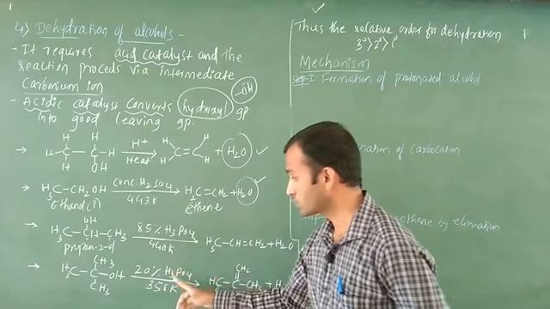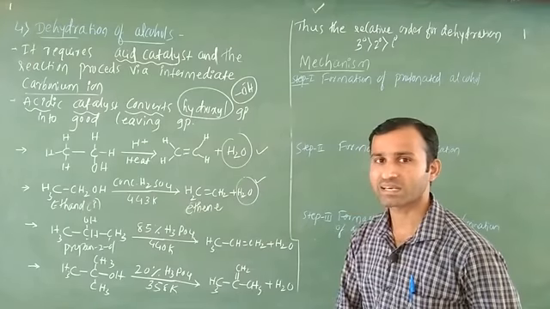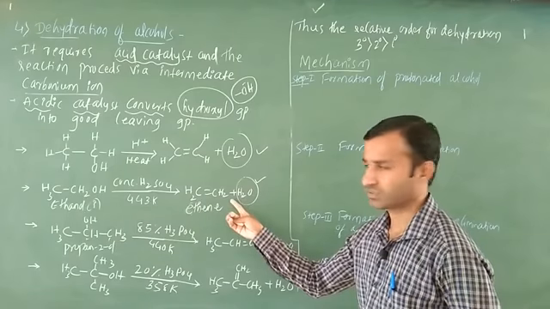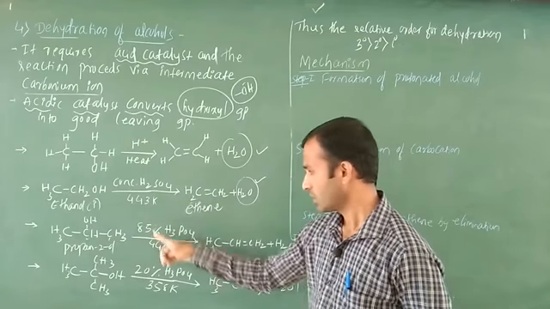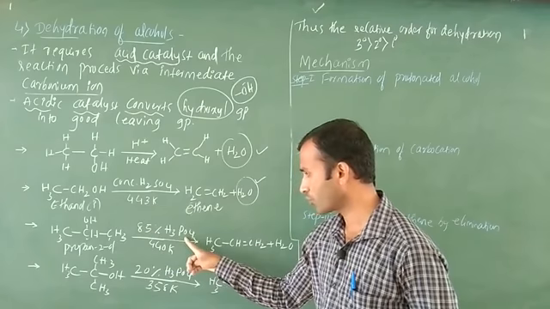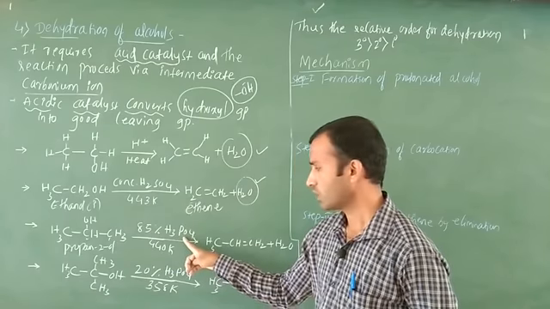Because these two are milder conditions for formation of alkene, but this is not a milder condition. That's why they are going to use concentrated H2SO4 at 443 K, high temperature. But in this case, not like that; they are going to use 85% H3PO4. What is the name of H3PO4? Orthophosphoric acid. Okay, orthophosphoric acid.